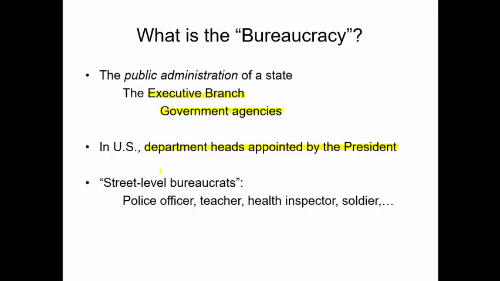And so we've got lots of street-level bureaucrats that we deal with on a fairly regular basis, not just for federal government, but for state and local governments as well. Police officers, public school teachers, any type of inspectors like a health inspector, a safety inspector, soldiers, firemen. Lots of street-level bureaucrats that we deal with on a fairly regular basis.